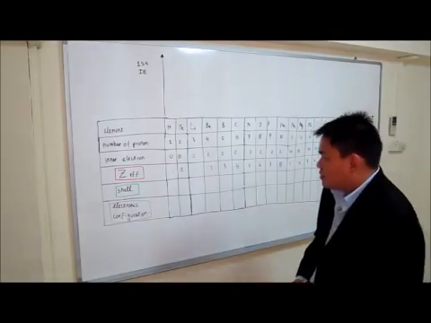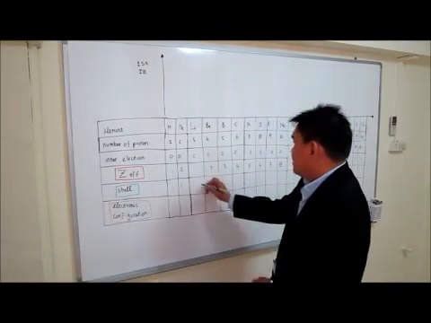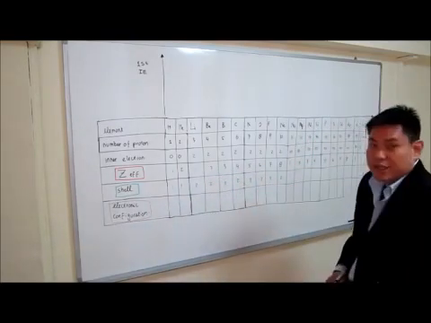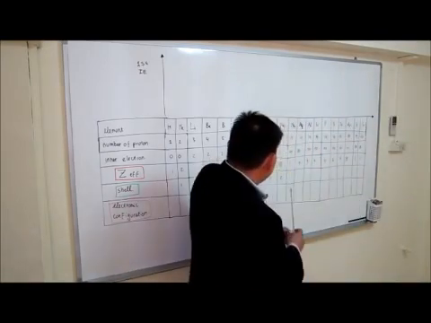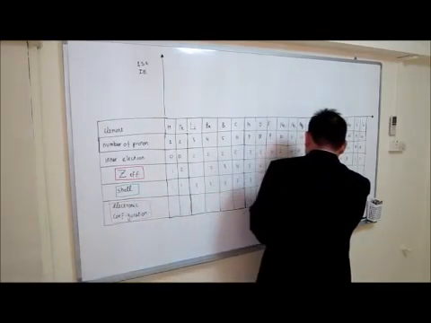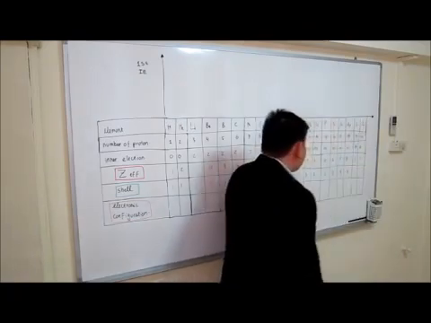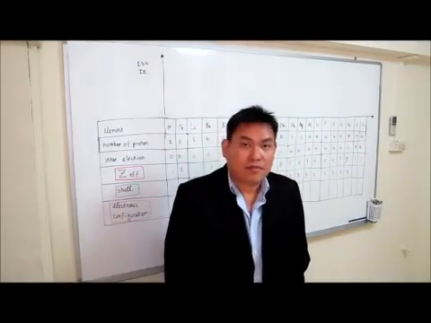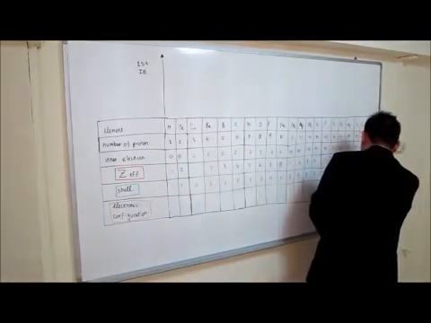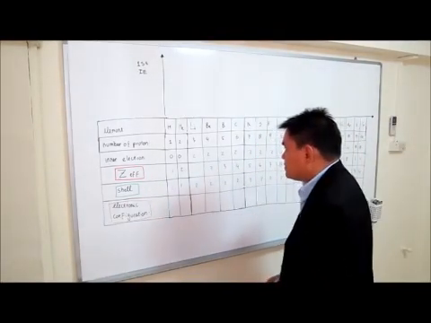The number of shells is also very simple. Hydrogen and helium have 1 shell. From lithium all the way to neon have 2 shells. Sodium all the way until argon have 3 shells. Potassium and calcium, of course, have 4 shells. Very simple.